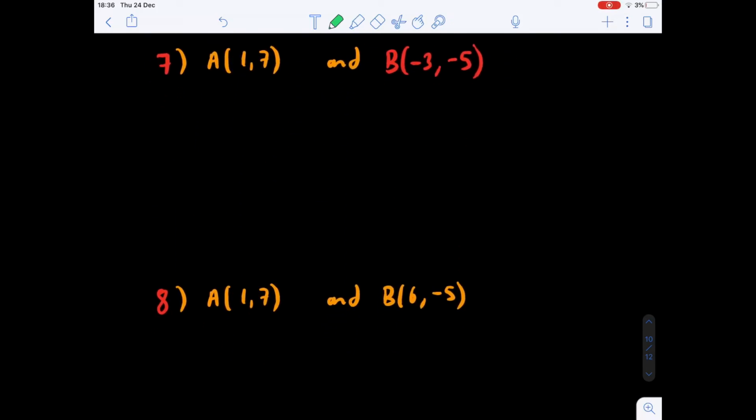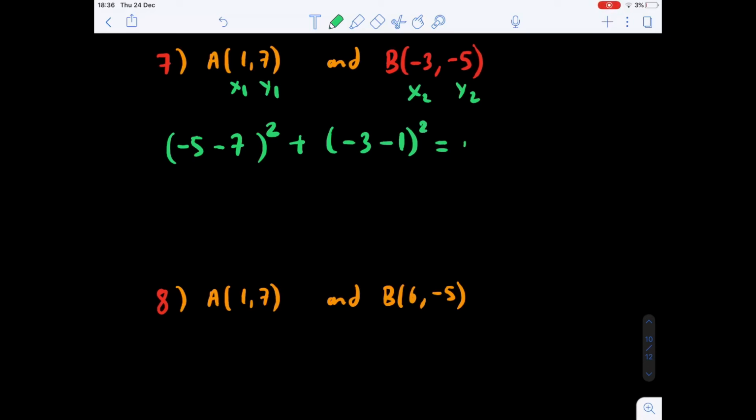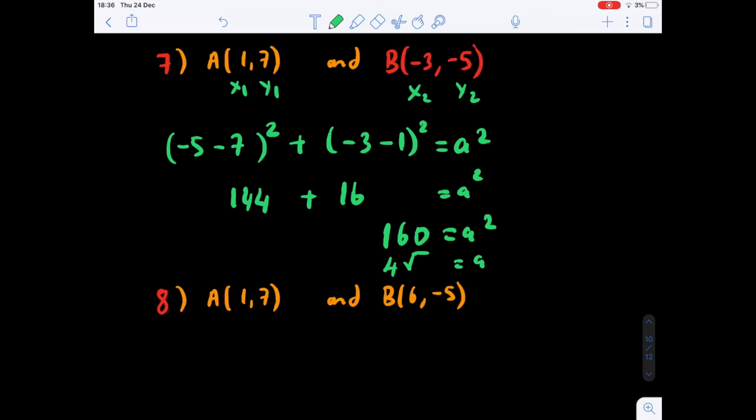Okay, question 7. I'm going to name x1 and y1, here is going to be x2 and y2. So the distance between y coordinates is negative 5 minus 7, squared, plus x2 is negative 3, x1 is 1. You are subtracting, do not forget that. Equals A squared. So A squared is 12 squared, 144, plus 4 squared, which means 16. So totally you have 160 equals A squared. So A is 4 root 10.